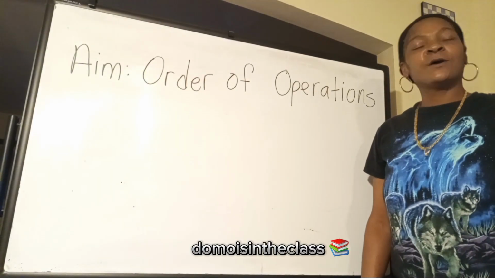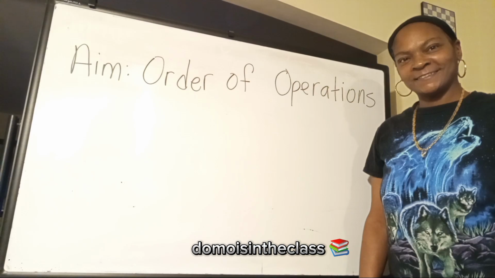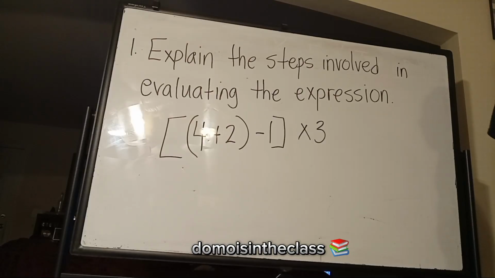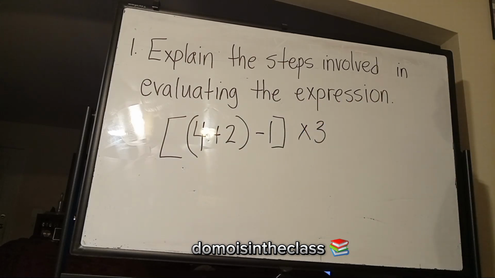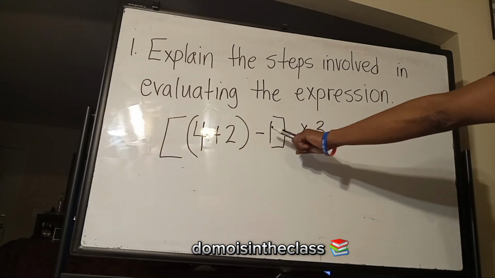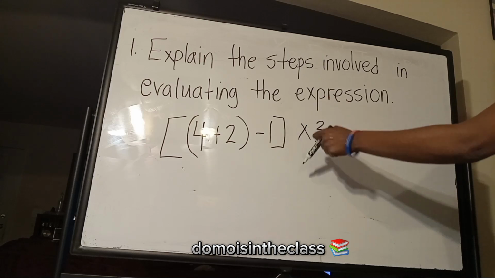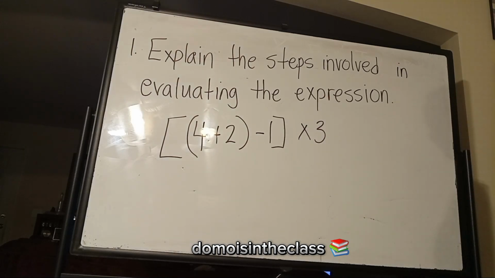Today's aim is order of operations. Our first problem: explain the steps involved in evaluating the expression. So, we have bracket, parentheses, 4 plus 2, close parentheses, take away 1, close bracket, times 3.